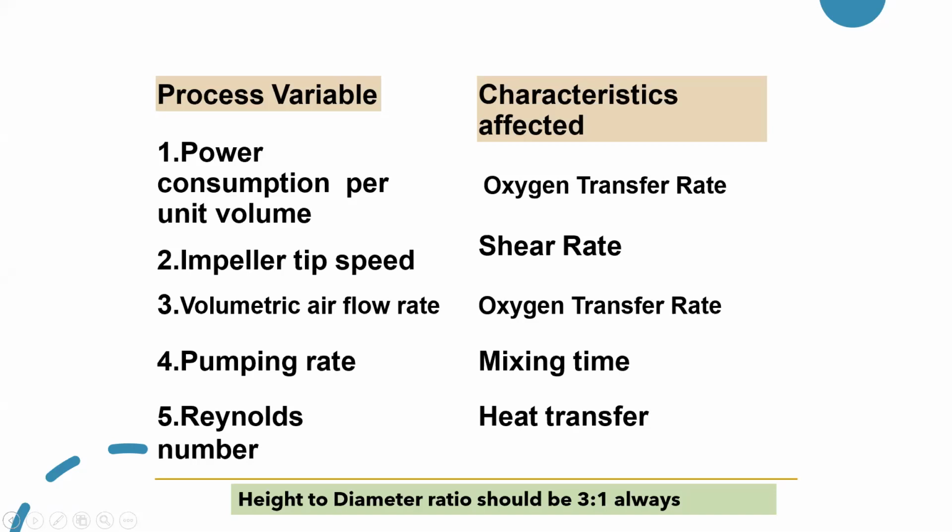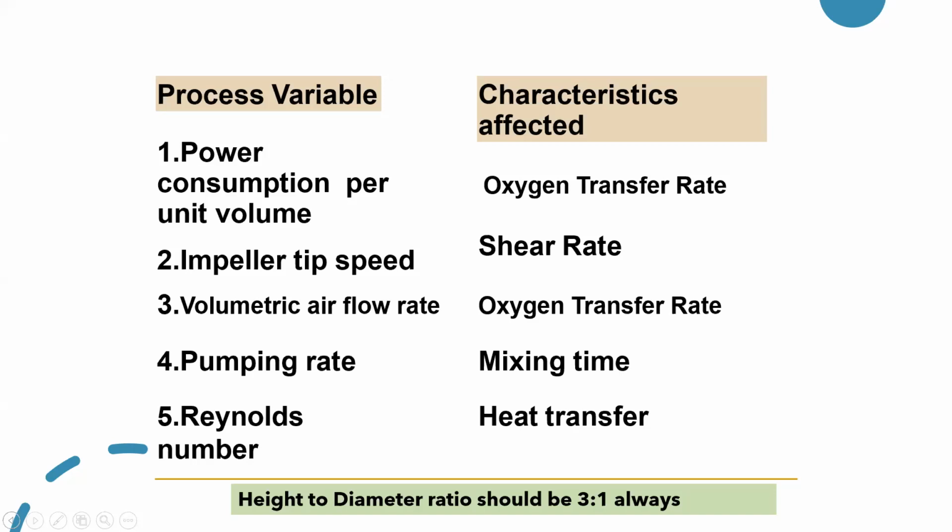Again, the KLA and volumetric airflow rate are going to have a huge impact on OTR, so I need to maintain them constant. There is also the pumping rate and the Reynolds number, because Reynolds number affects the heat transfer as well as the fluid characteristics, the flow properties, whether it is a laminar flow, a turbulent flow, or a streamline flow. Normal flow means streamline flow. And the height to diameter ratio should be 3:1. So these 5 parameters need to be maintained at a constant level when you are scaling up a process from lab scale to industrial scale.